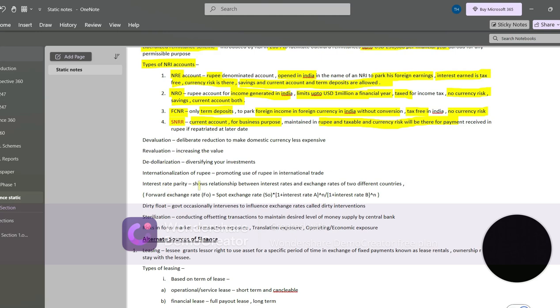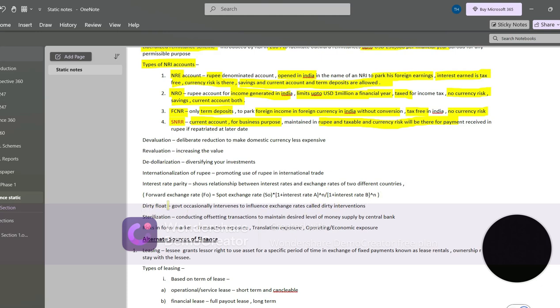Interest rate parity shows the relationship between interest rate and exchange rate of two different countries. Forward exchange rate, there is a formula for forward exchange rate. It is equal to spot exchange rate into 1 plus interest rate of country A to the power n, divided by 1 plus interest rate of country B to the power n.